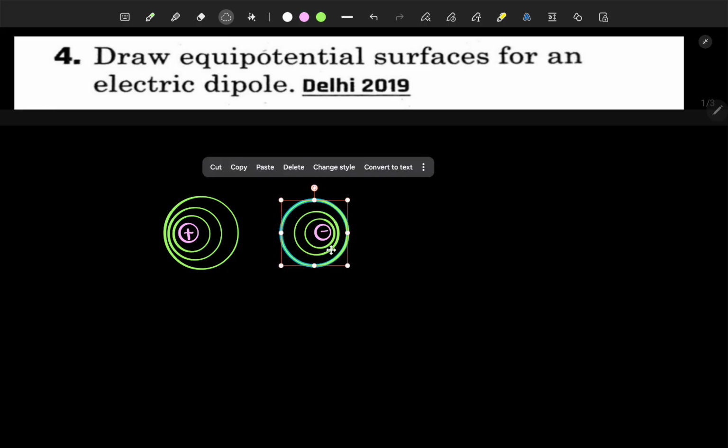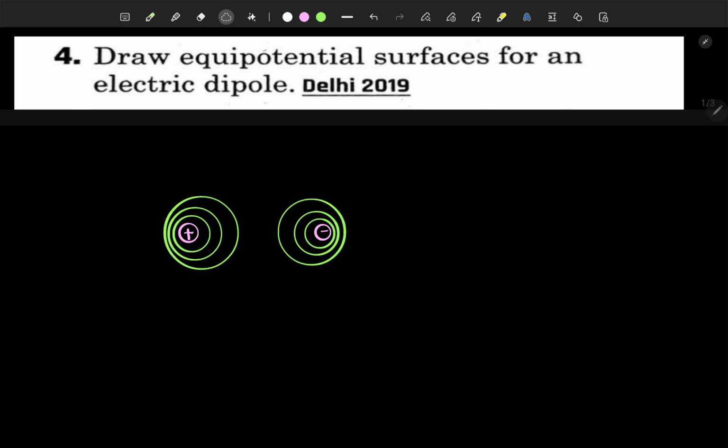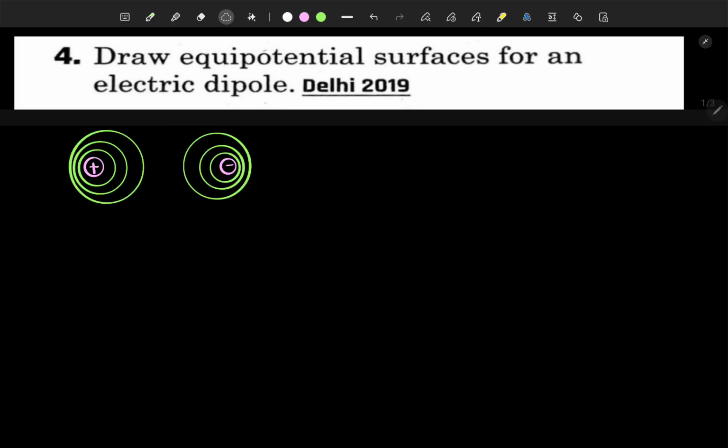Okay, so this is your diagram as per the given question. Yes, so this is the equipotential surface diagram for an electric dipole. All of you go through the diagrammatic part related to your electric potential chapter. Yes, next question.